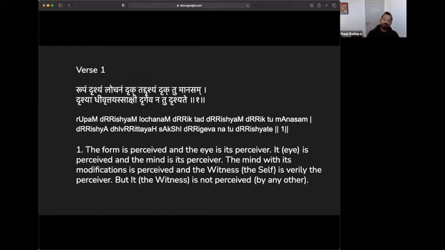But what you want to take away from this verse is that our entire experience of this world has a subject and an object. I am the subject, and the world of objects, in the form of external objects, like the book, the tree, the lamp, the window, they are all objects. And there is a subject that is perceiving these objects. There is a subject-object relationship. And this is true. You can verify it by yourself.